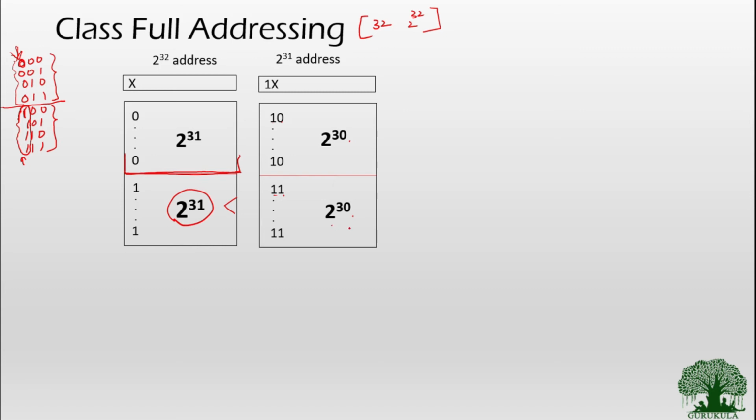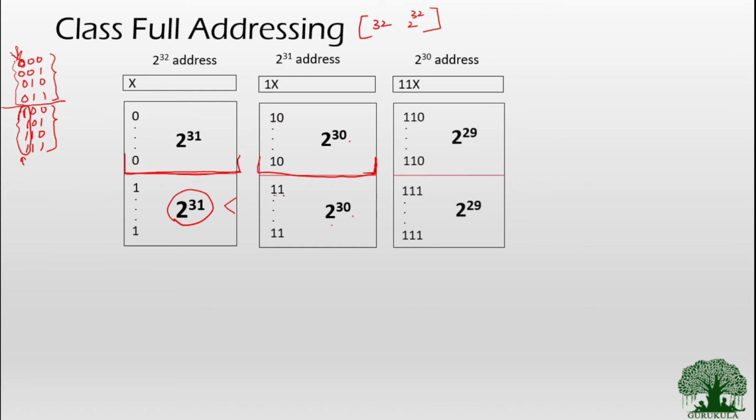Now I have to repeat the same procedure. I will not alter the upper block. It will be kept as such, and I will take only the bottom part, and the bottom part will be classified into 2 again. So I will have 2 to the power 30 addresses. Now I have 11 as constant, and I have to divide the group into 2, so I need one more bit. The first block will always start with 110, and the second block will always start with 111.